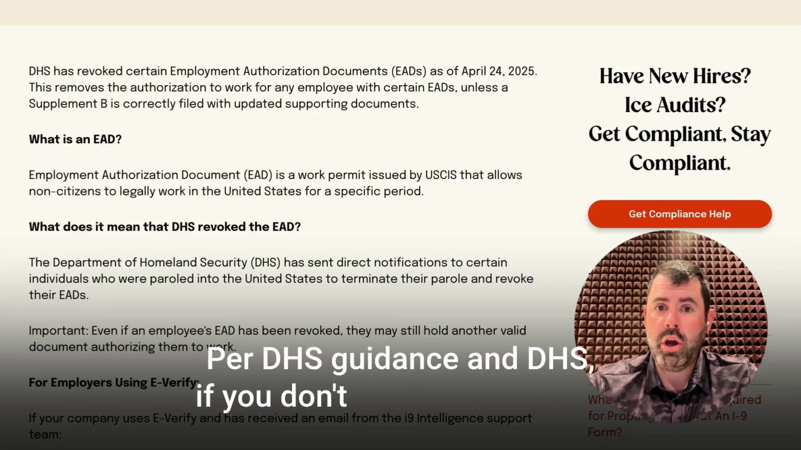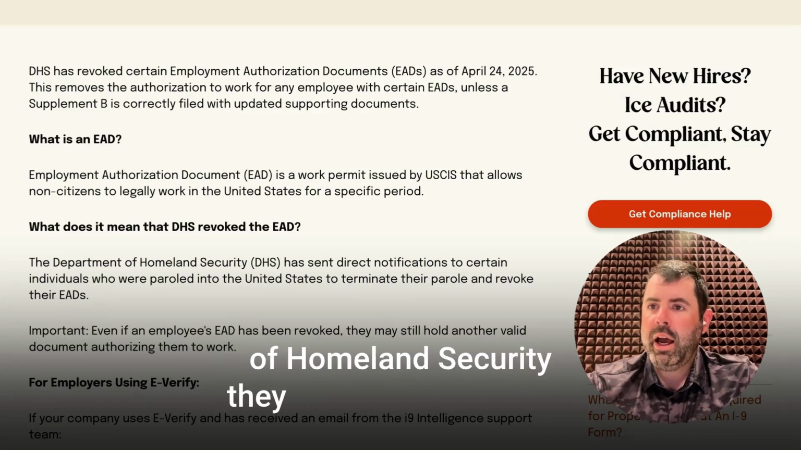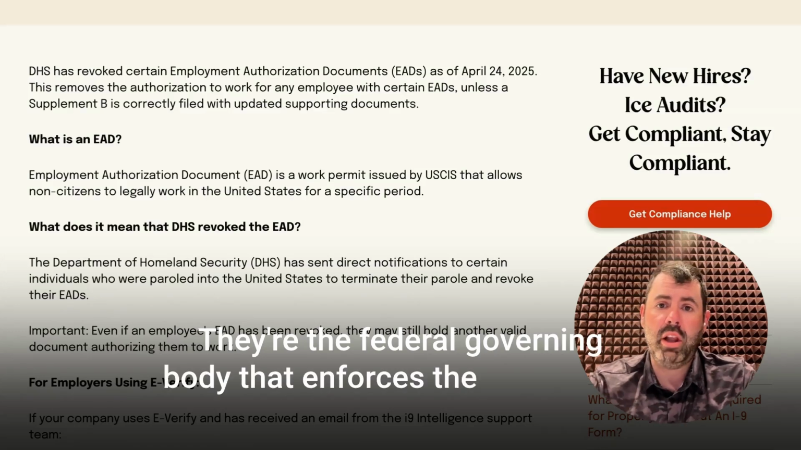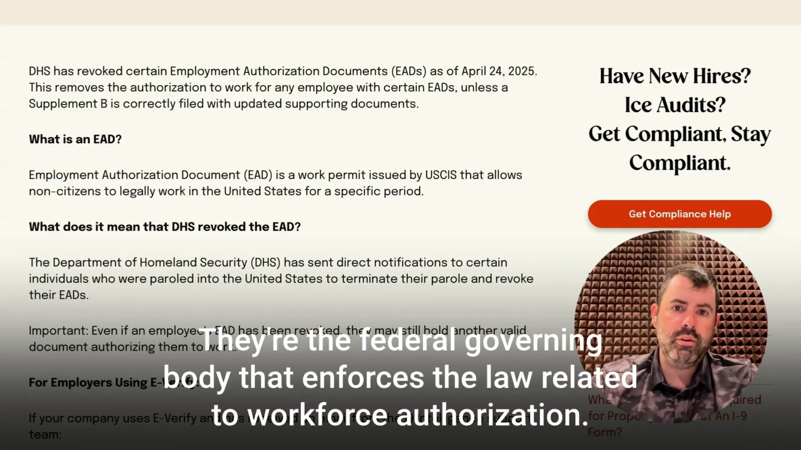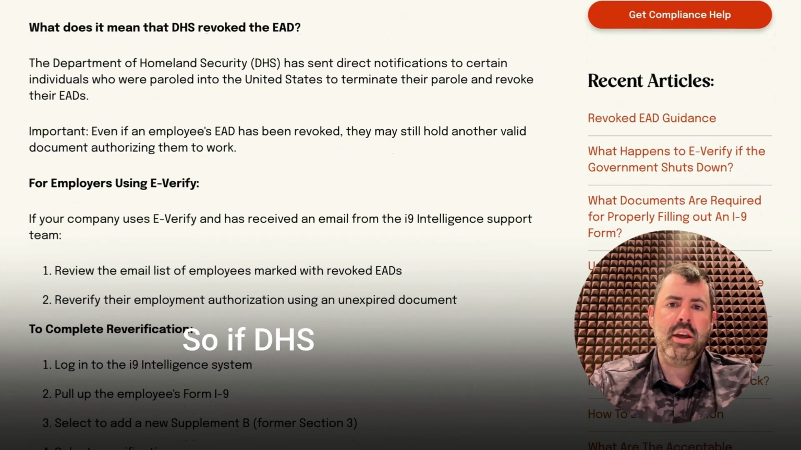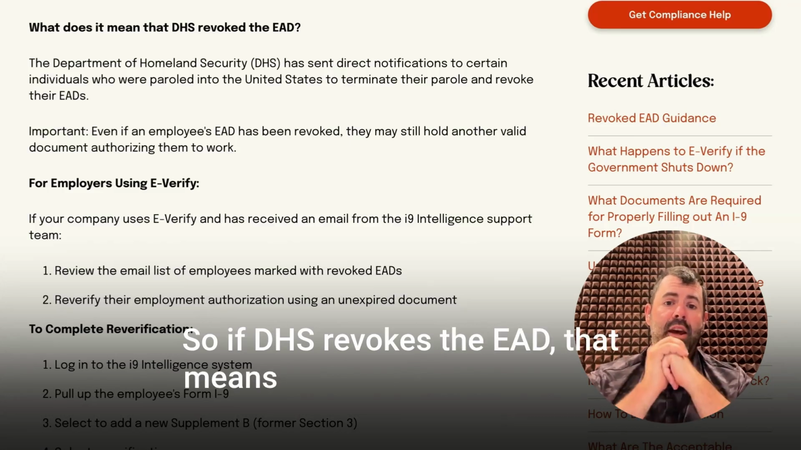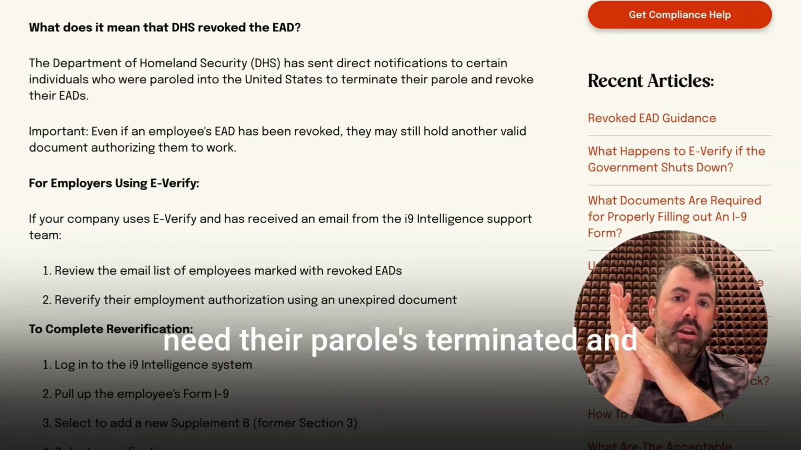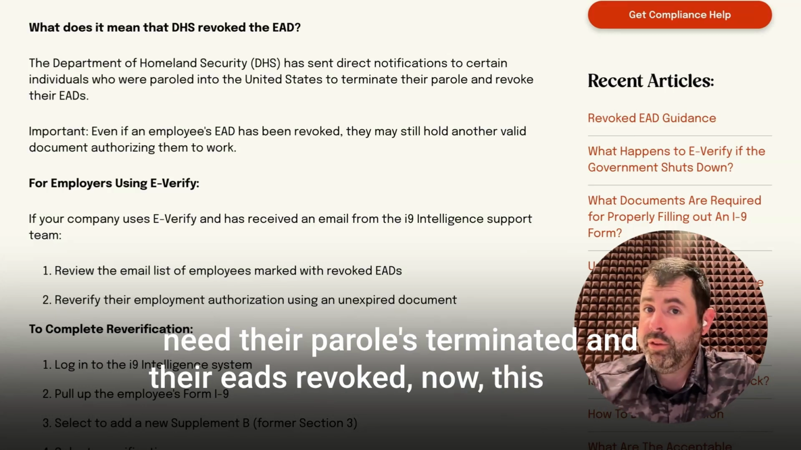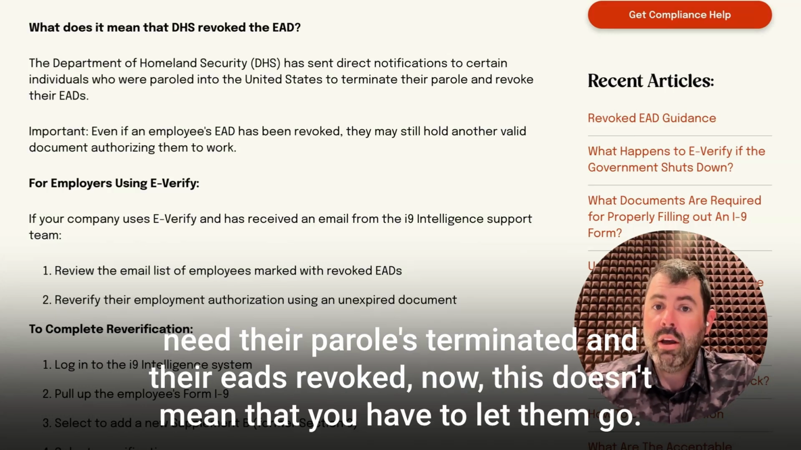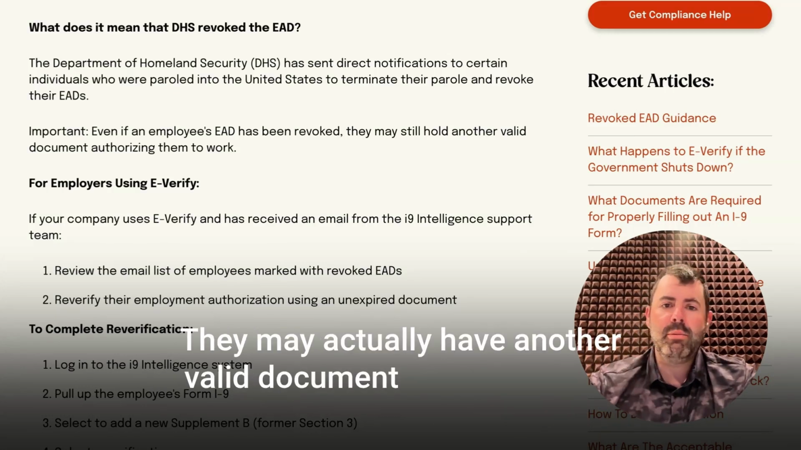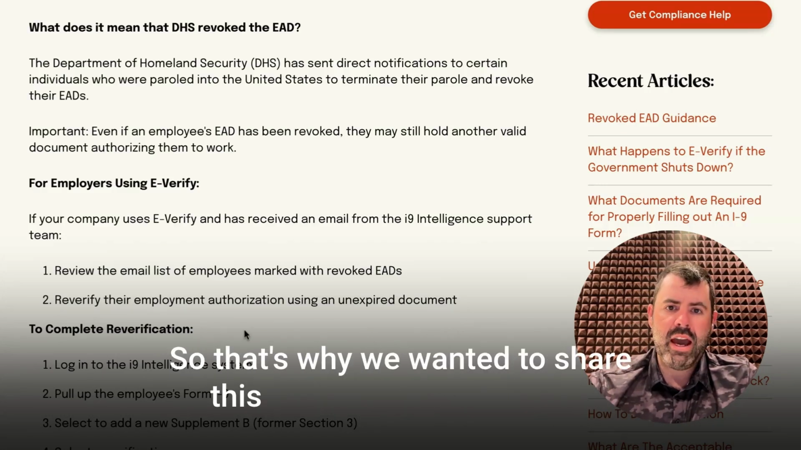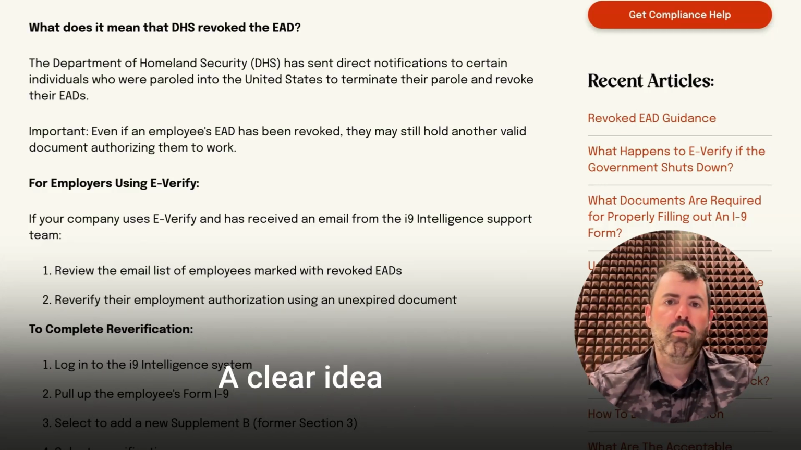And DHS, if you don't know, Department of Homeland Security, ICE reports to them, USCIS reports to them. They're the federal governing body that enforces the law related to workforce authorization. So if DHS revokes the EAD, that means that individuals who are paroled in the United States, their parole's terminated and their EADs revoked. Now, this doesn't mean that you have to let them go. They may actually have another valid document that authorizes them to work in the United States. So that's why we wanted to share this guidance to give you a clear idea of what to do.